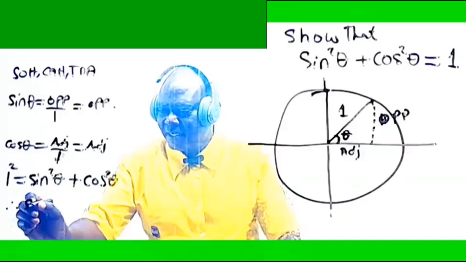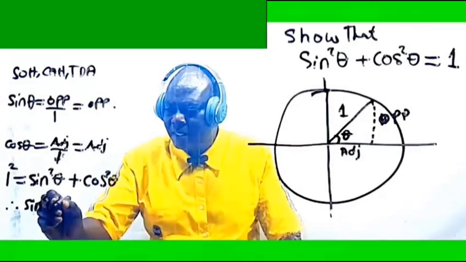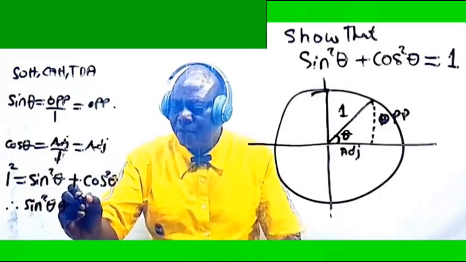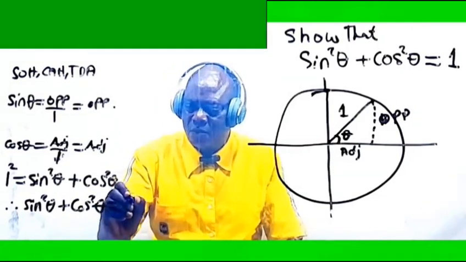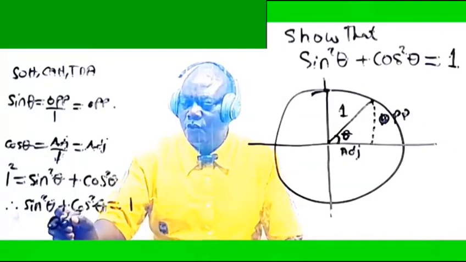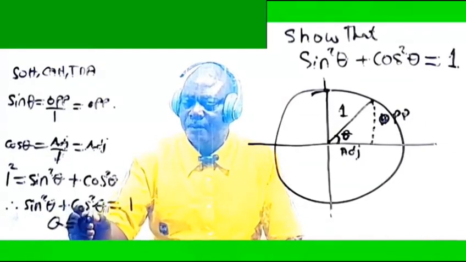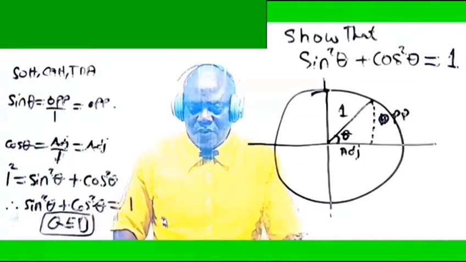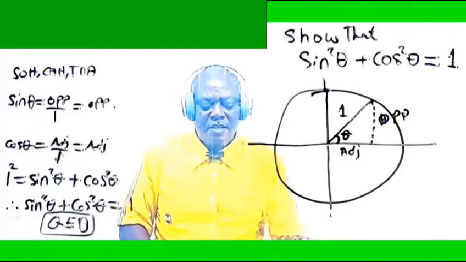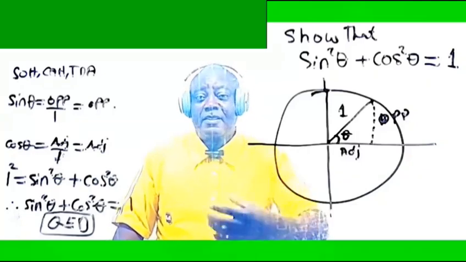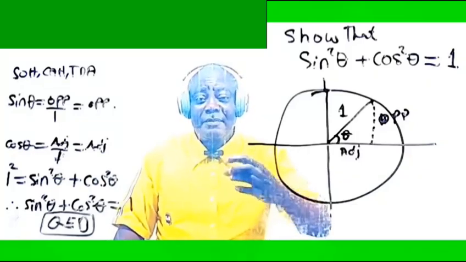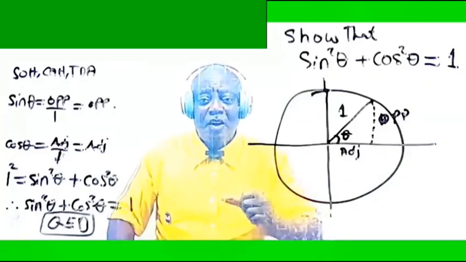Therefore, you can exchange so that just this one this side. Therefore, sine square theta plus cos square theta equals to 1. QED. QED is written when you prove a theorem. It means quod erat demonstrandum, which literally means proved or how to demonstrate it.